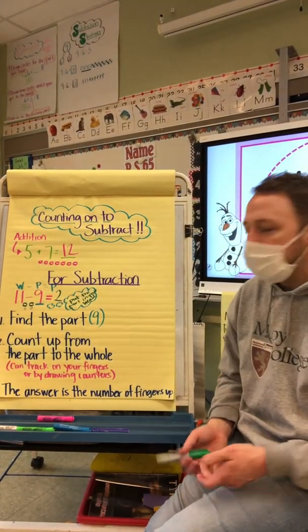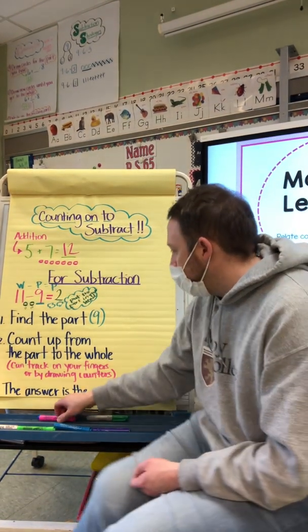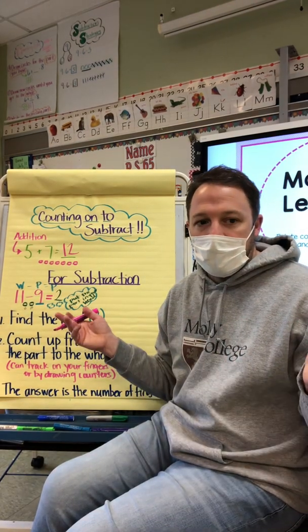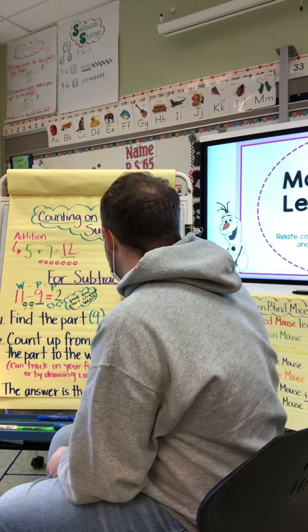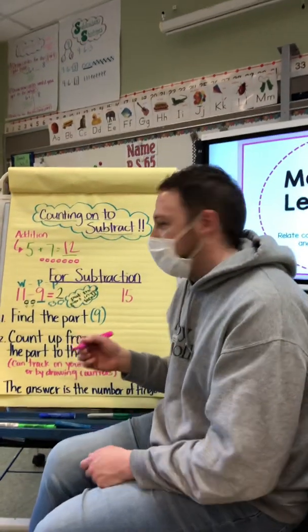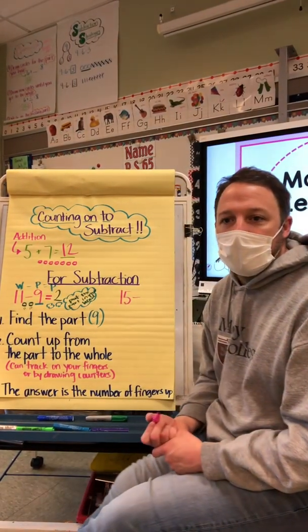Now, let's try this one more time. Okay? So, I'm going to do a little bit bigger of a number this time. You guys can handle that? Okay, great. So I'm going to do 15. For whatever reason, I always wind up with 15. I don't know why. 15 minus, somebody give me a number.